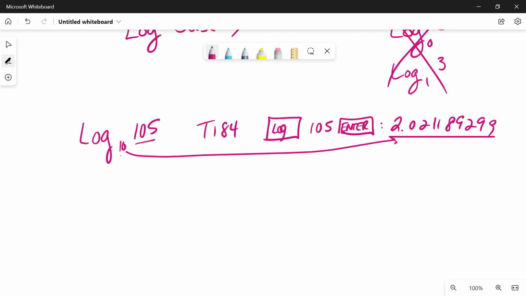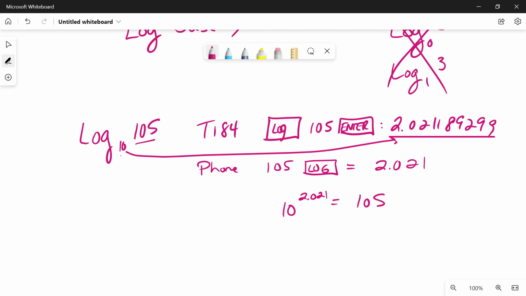On my phone, I have a calculator called Real Calculator. With that phone calculator, I type in 105, then I hit the log button, then I hit the equal sign, and it gives me 2.021. What this means is that 10 to the 2.021 equals 105. So test that out on your calculator, see which way it has to work for you. Again, doing this on something other than your phone is what is best.